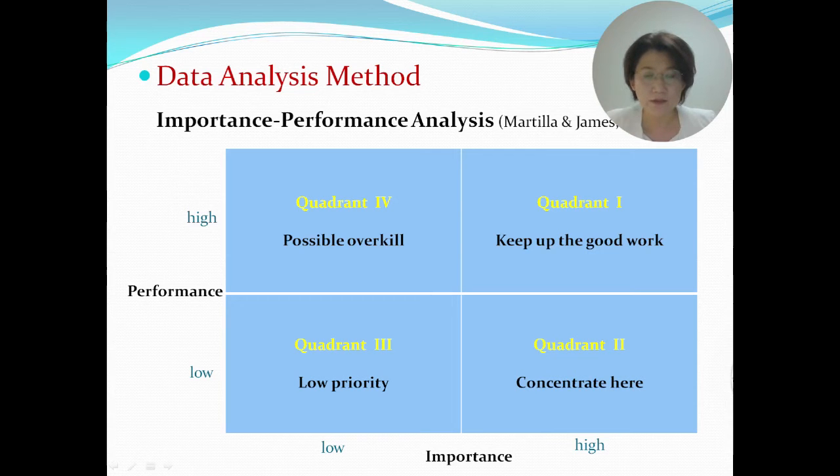Quadrant 1 is the area for maintaining good performance, priority high, execution high, keep up the good work. And quadrant 2 is the focus area for improvement efforts, priority high, execution low, therefore concentrate here. Quadrant 3 is the area with low priority, low importance, low execution. And quadrant 4 is the area for avoiding over effort, priority low, execution high, therefore possible overkill.